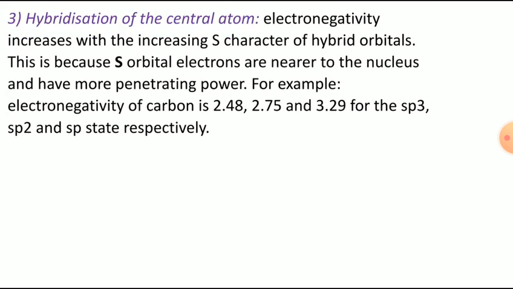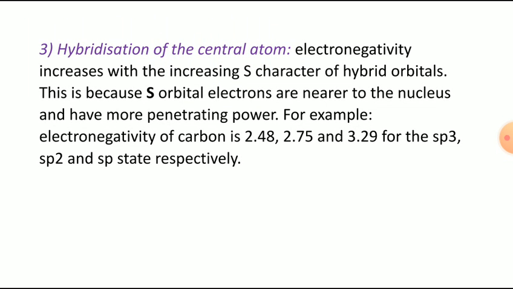Third one will be the hybridization of the central atom. See, any compound which has a particular central metal atom, its hybridization matters. Electronegativity increases with increasing s character of hybrid orbitals. This is because s orbital electrons are nearer to the nucleus and have more penetrating power. For example, the electronegativity of carbon is 2.48, 2.75 and 3.29 for the sp3, sp2 and sp states respectively.